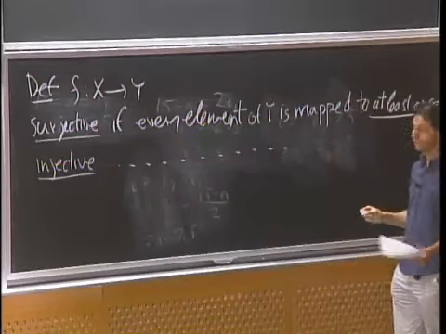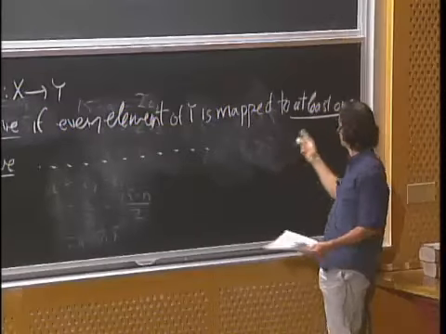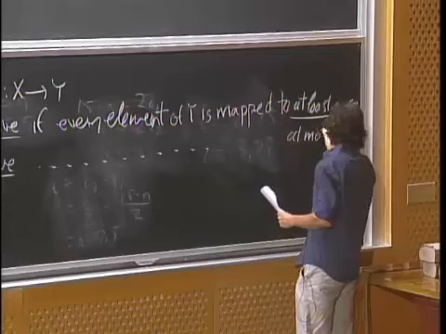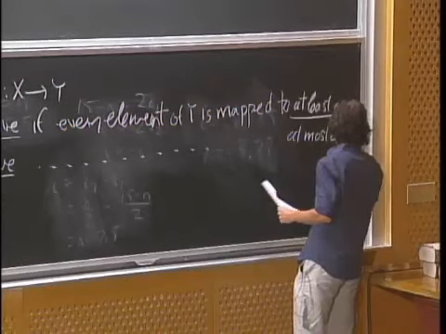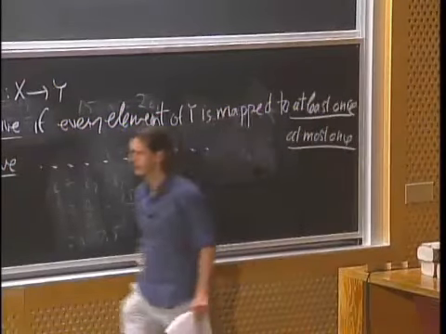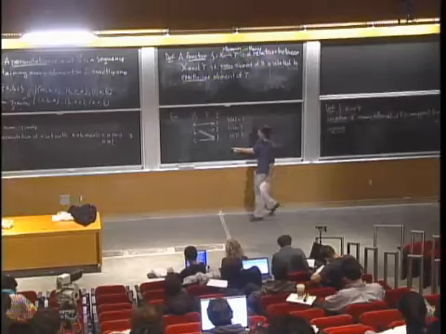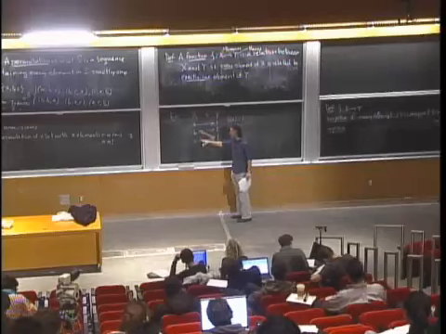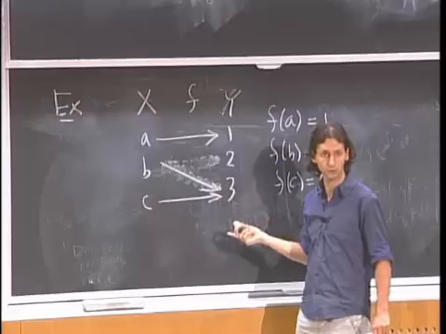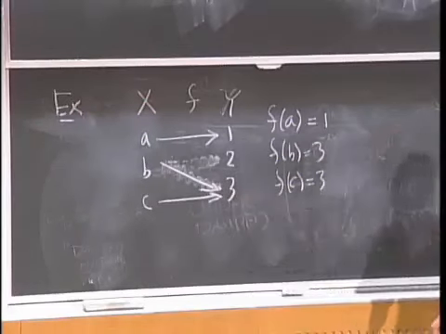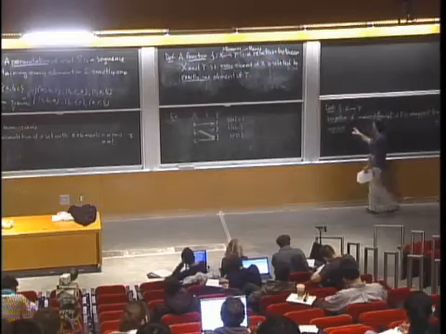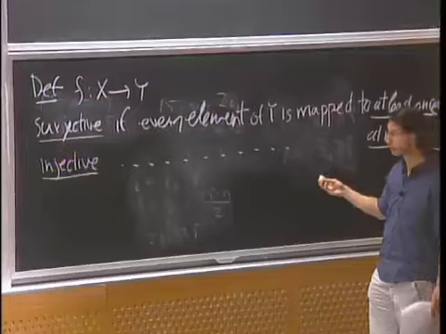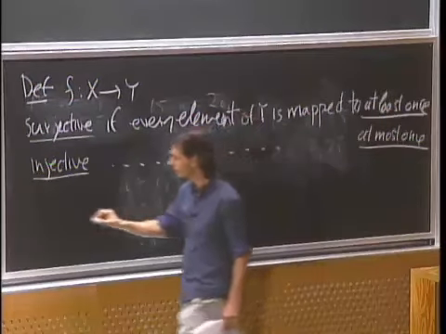But now every element of Y is not mapped to at least once, but at most once. So let's have a look over here. And that's also not true for this example, because 3 is mapped to 2 times, so it's not mapped to at most once. So this example is also not injective, because if a function is injective, then every element of Y, of the range, is mapped to at most once.